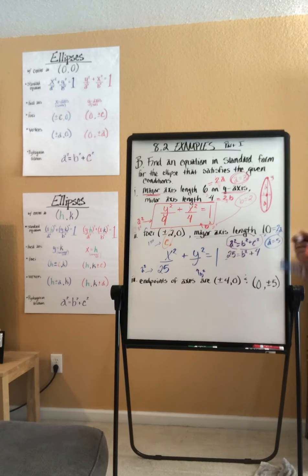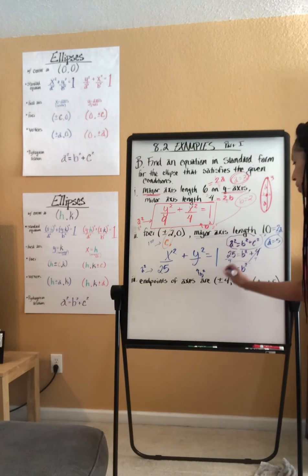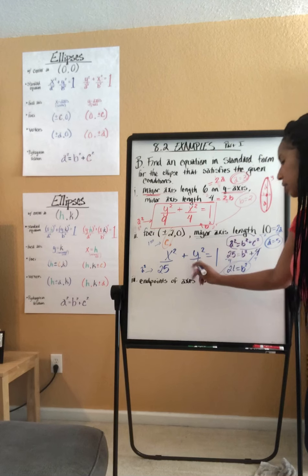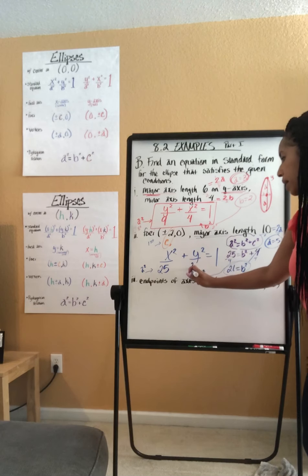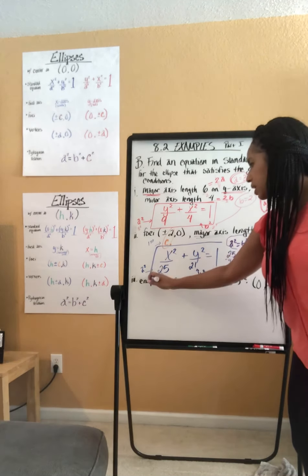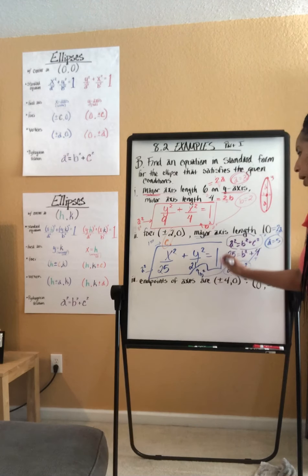Equals and plus. Okay. So if I solve for b squared, I want to take away 4 from both sides. Take away 4. And I end up with 21 equals b squared. I don't need to square root it because b squared is exactly what I needed. So the denominator of my y is 21. And this is my equation.